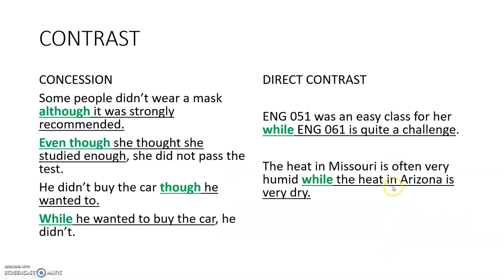So here are some examples with contrast. I have concession on the left and direct contrast on the right. You can pause and read those. And again, I put some of the adverb clauses at the end and some at the beginning.